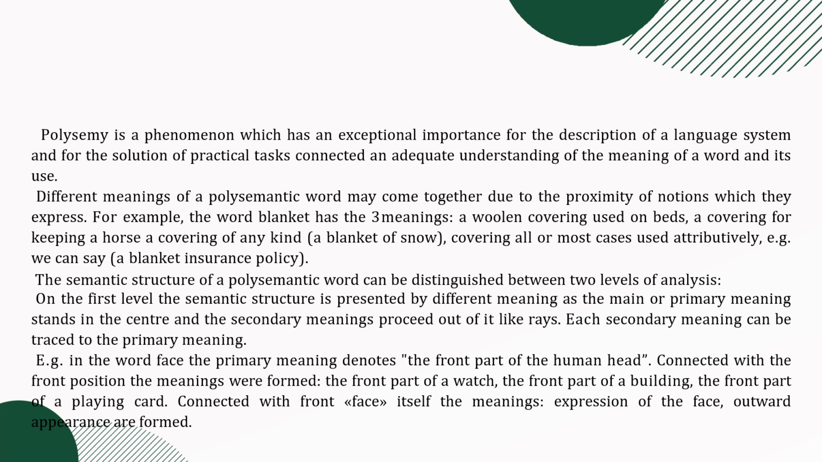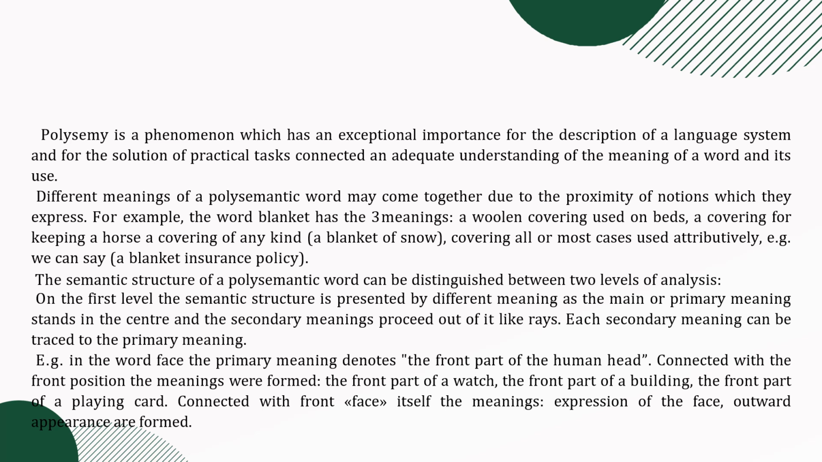Different meanings of a polysemantic word may come together due to the proximity of notions which they express. For example, the word blanket has three meanings: a woolen covering used on beds; a covering for keeping a horse; a covering of any kind, as in a blanket of snow, covering all or most cases, used attributively. For example, we can say a blanket insurance policy.